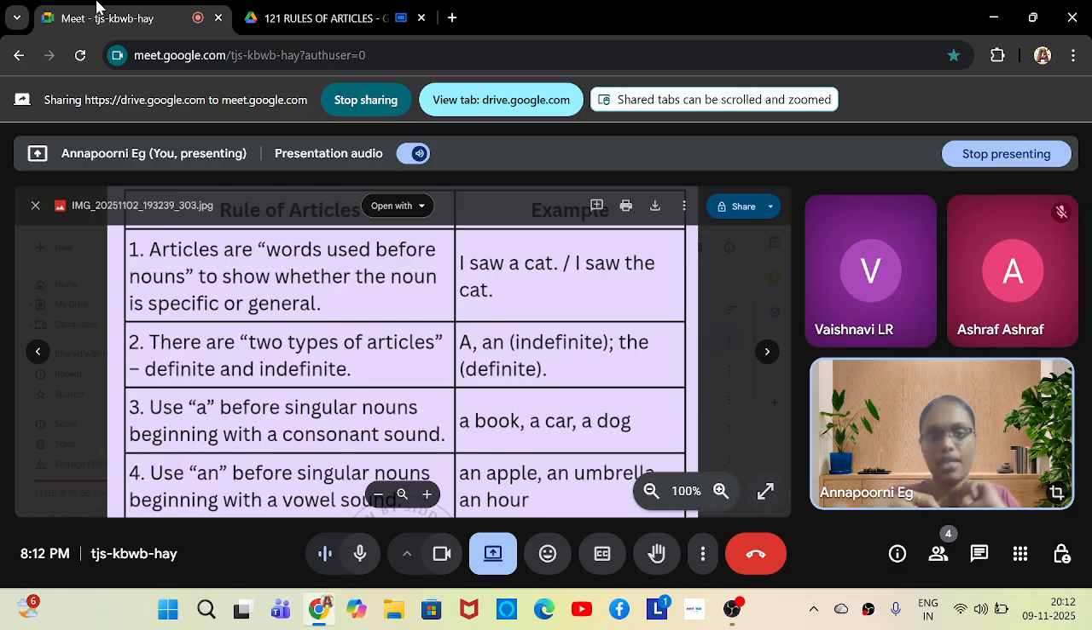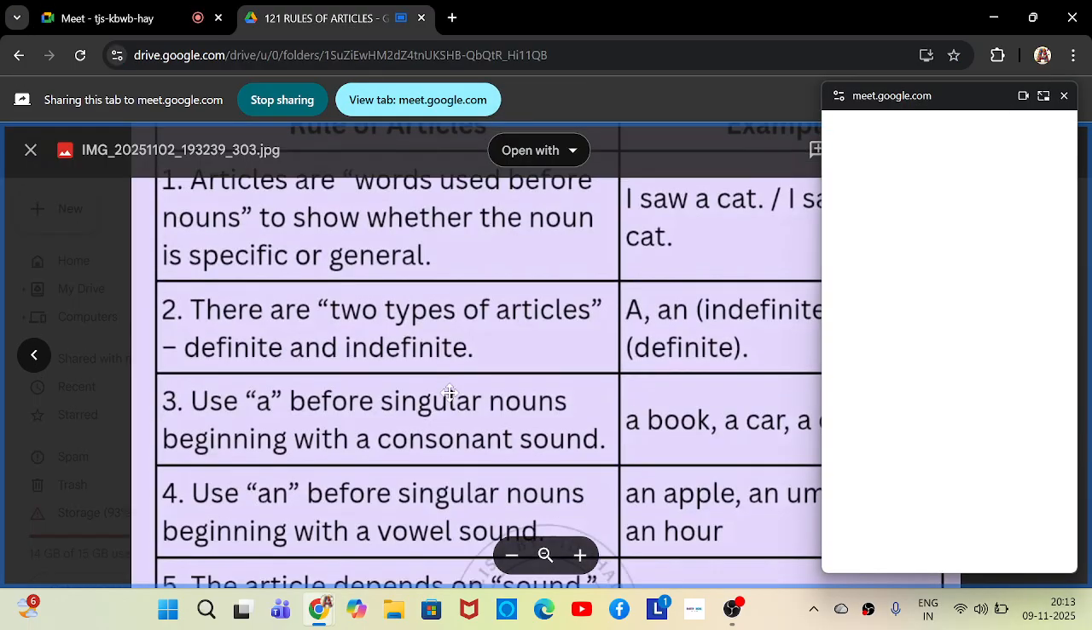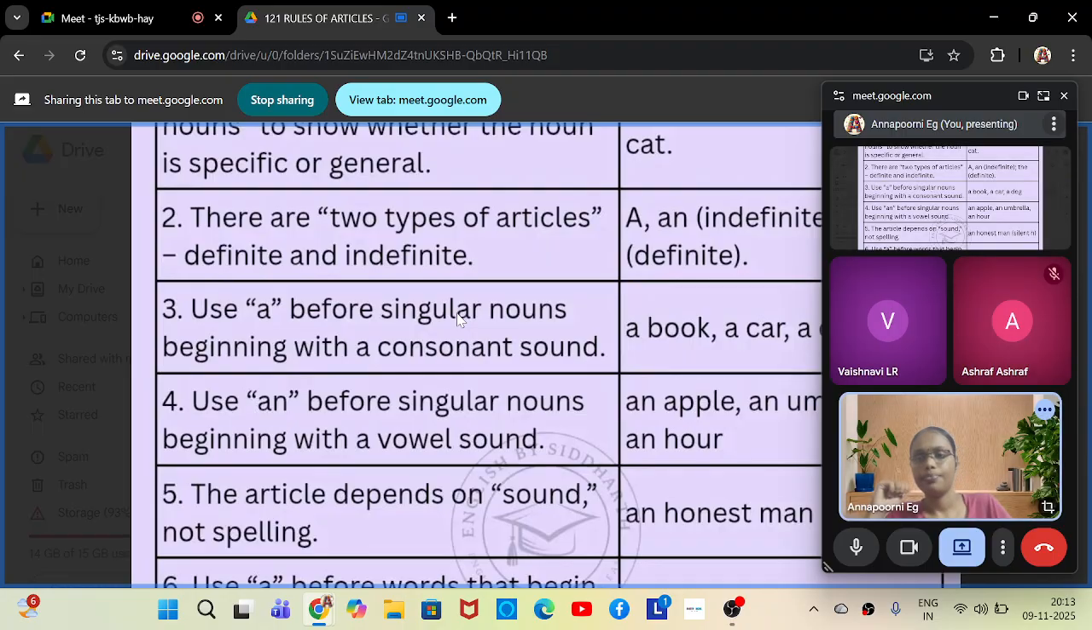You saw a specific cat, one that I already know. So you are speaking about some special cat. I saw a cat means you are speaking about a cat generally, about a general cat. Whereas if it is I saw the cat, you are talking about a specific cat. Is it clear?